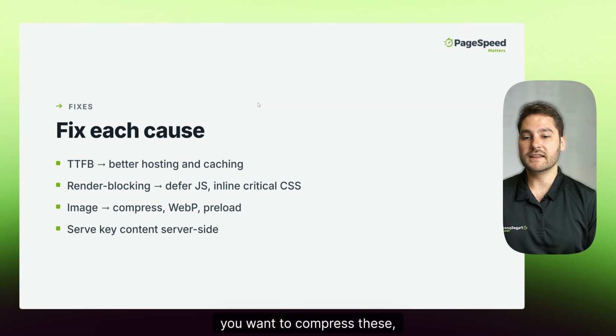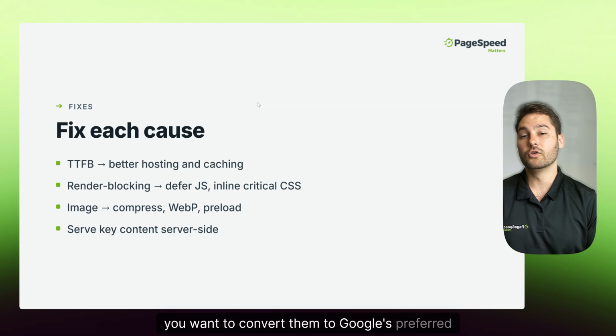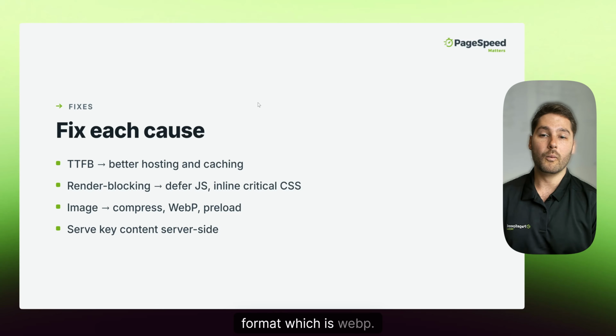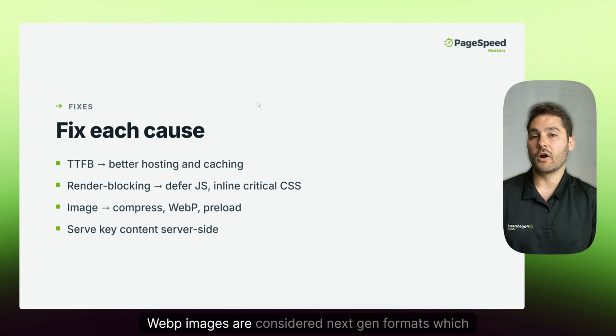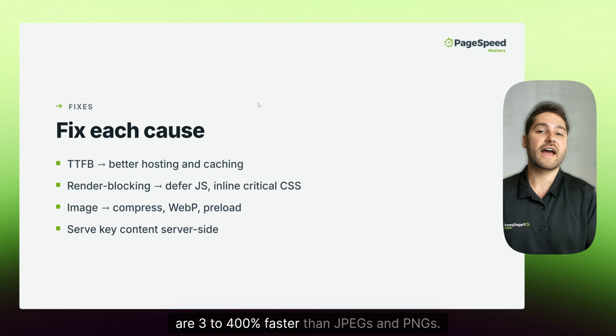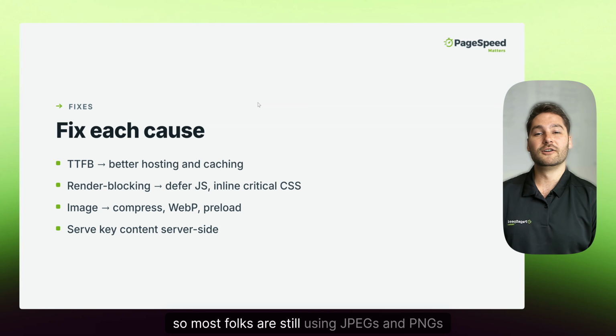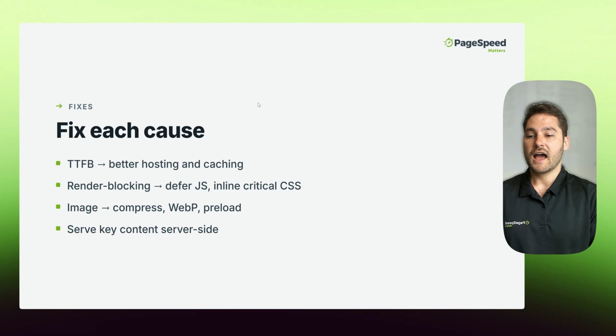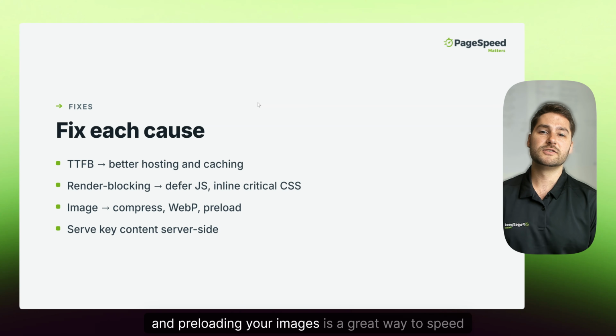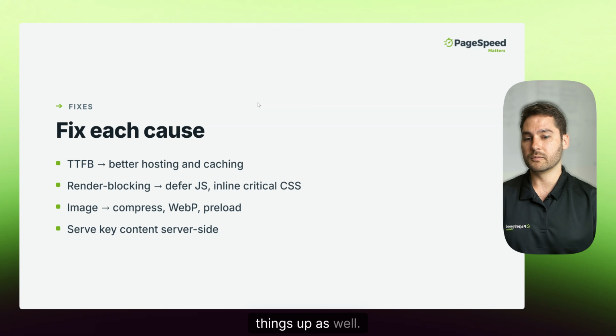Images, you want to compress these. You want to convert them to Google's preferred format, which is WebP. WebP images are considered next-gen formats, which are 300 to 400% faster than JPEGs and PNGs. So most folks are still using JPEGs and PNGs. Preloading your images is a great way to speed things up as well.